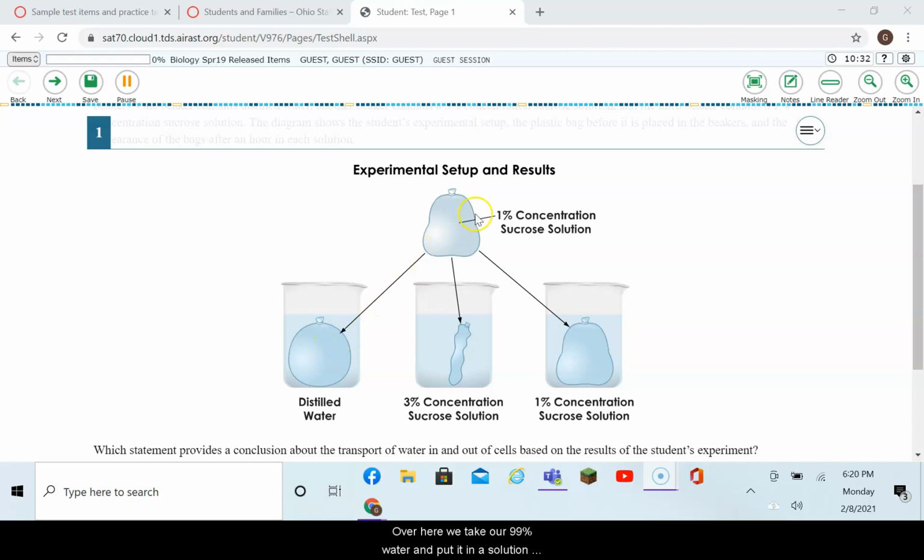bag. Over here, we take our 99% water and put it in a solution which has 97% water. Now, more of the water is inside the cell, okay? So it wants to go out of the cell to go where there's less water. And if we look at the third beaker, we have 99% water being put in a solution of 99% water. So it remains the same.